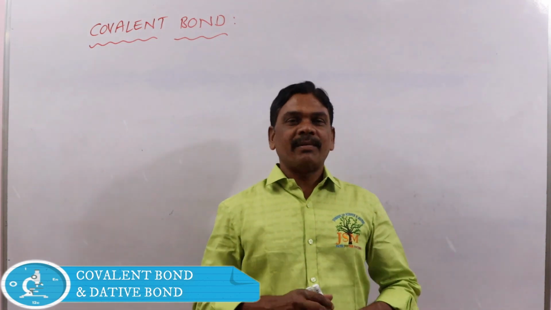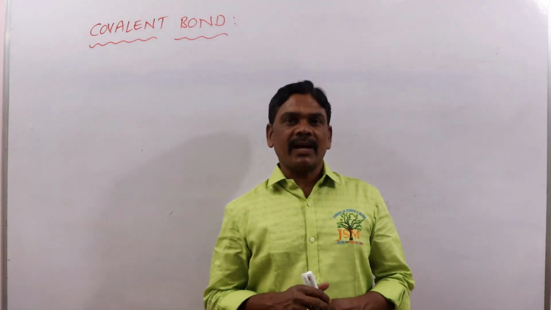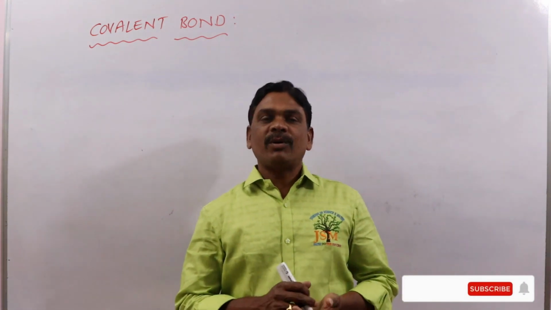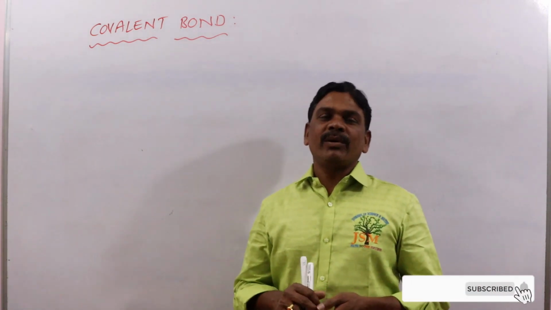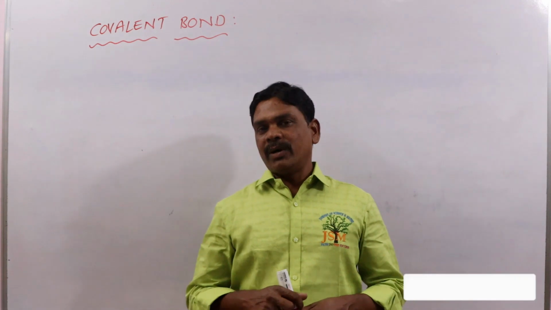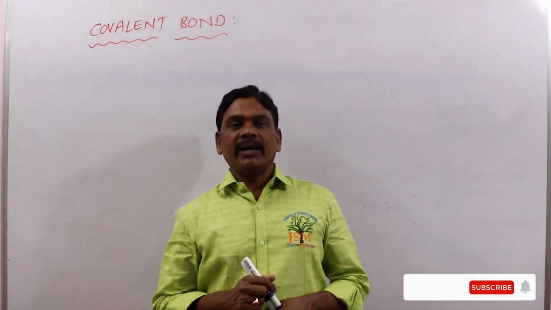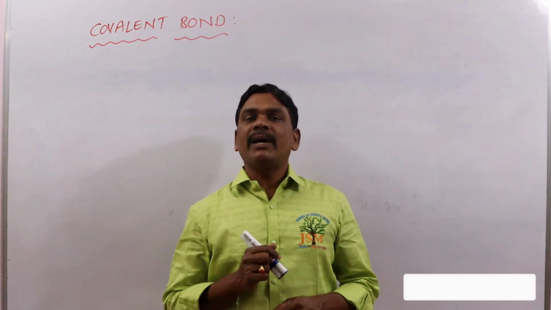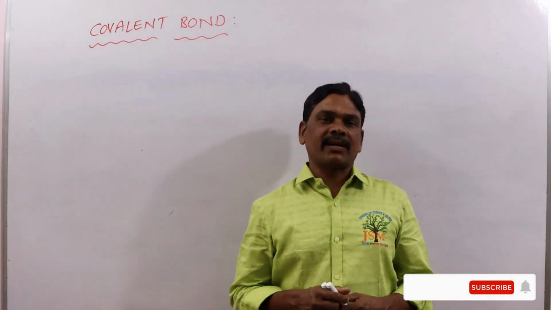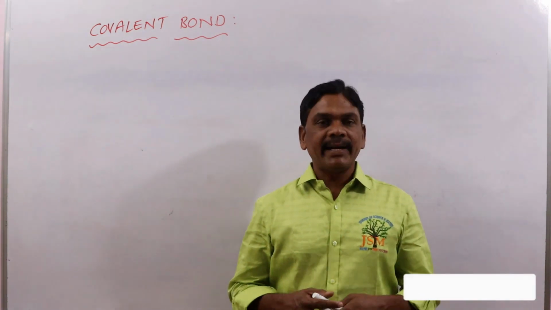In the previous class, we completed ionic bond and the conditions to form an ionic bond. In this lecture, we are going to discuss covalent bond. What is a covalent bond? A bond formed between two atoms by mutual sharing of electrons is known as a covalent bond.